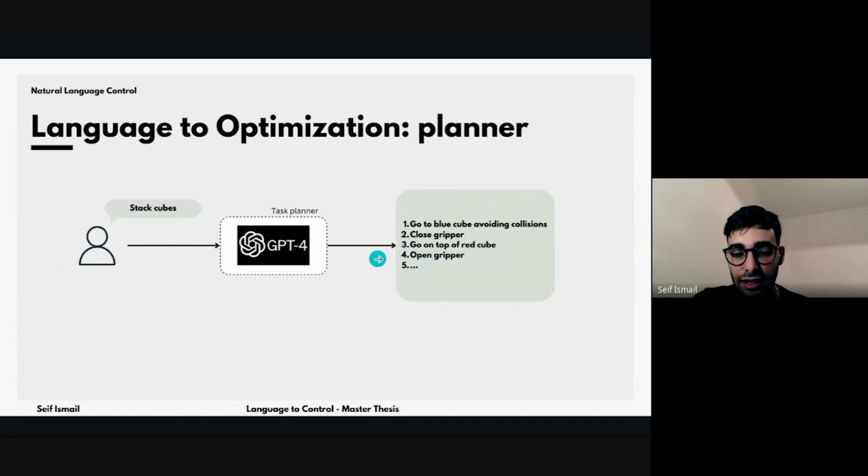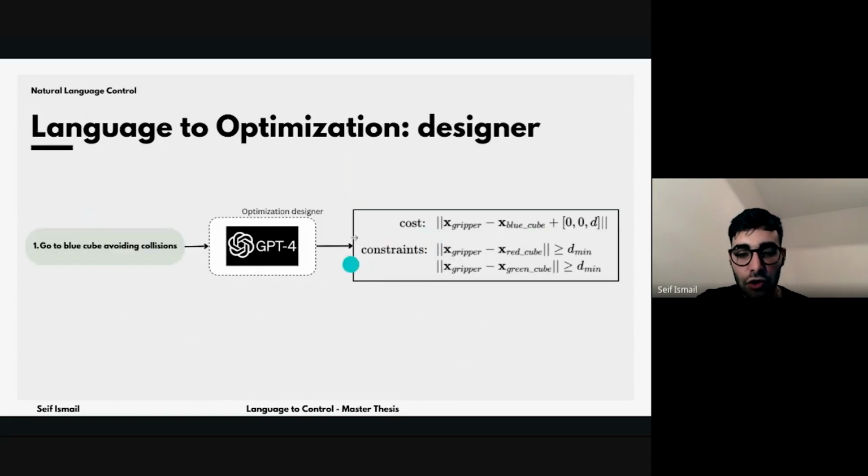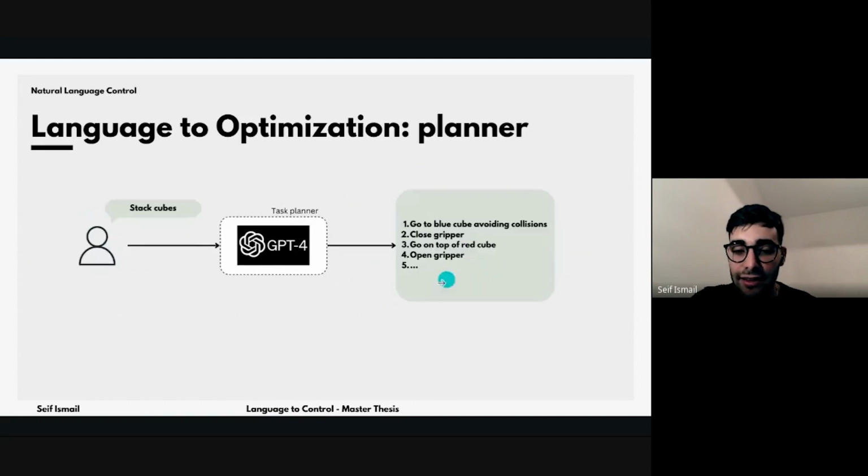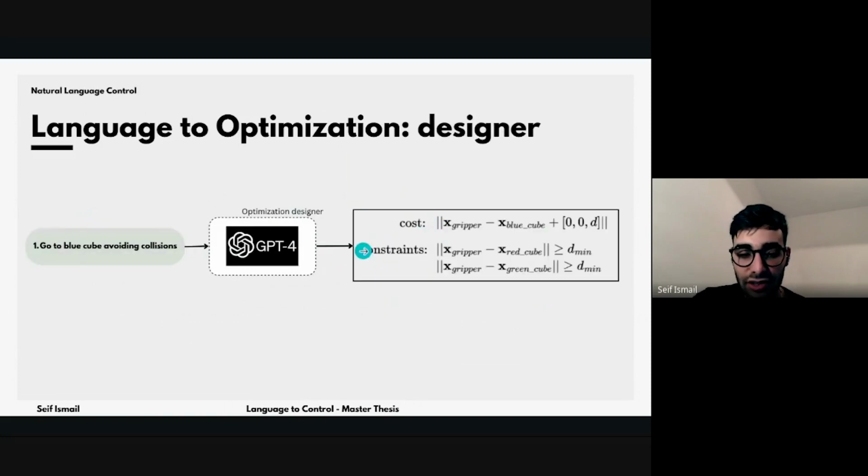And then the other task is go on top of the red cube, and it's gonna formulate a new MPC formulation, right? And it's gonna apply this until it goes on top of the red cube, and then it goes back and opens the gripper. Gotcha. So you generate the task, the whole plan once, and then for each one of these tasks, you call the optimization designer once.